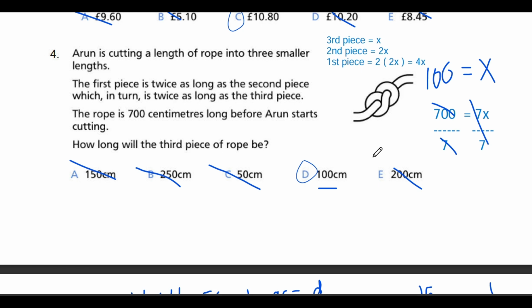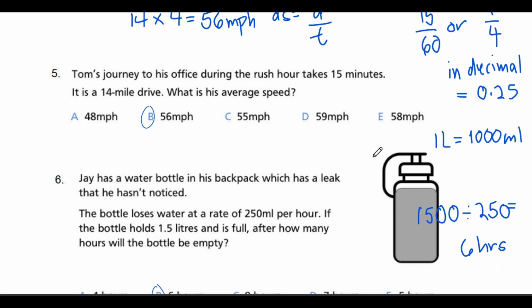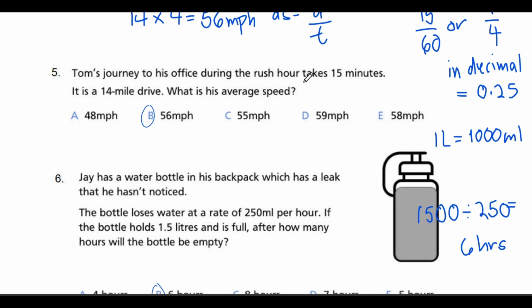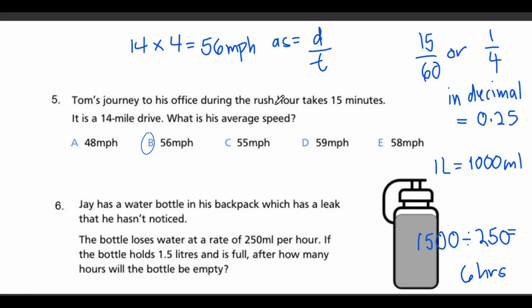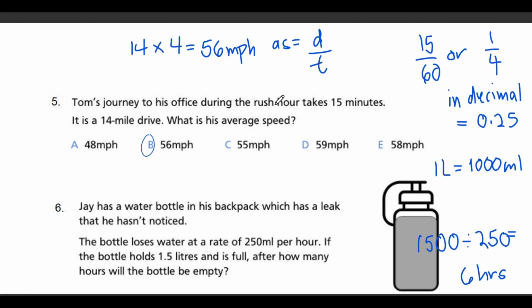Question 5. Tom's journey to his office during the rush hour takes 15 minutes. It is a 14-mile drive. What is his average speed? Your multiple choice options are A, 48 miles per hour, B, 56 miles per hour, C, 55 miles per hour, D, 59 miles per hour, or E, 58 miles per hour. The correct answer is B, which is 56 miles per hour.